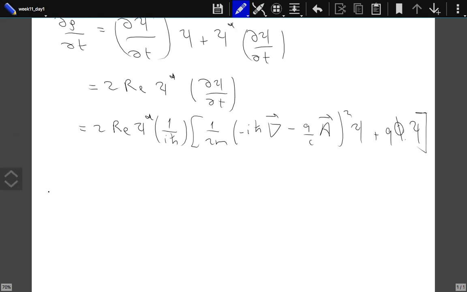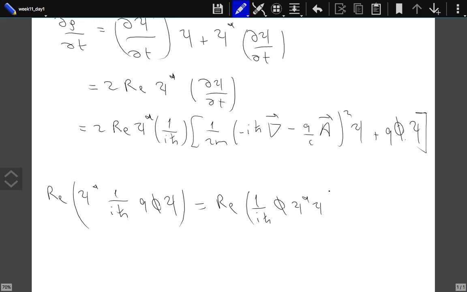Now if you look at the last term, the real part of ψ* 1 over i h bar q φ ψ, which is the real part of 1 over i h bar times q φ ψ*ψ. ψ*ψ is a real number. φ is a real number, it's the electrostatic potential. If you multiply a real number by minus i, you get a purely imaginary number. So the real part of this combination is 0.